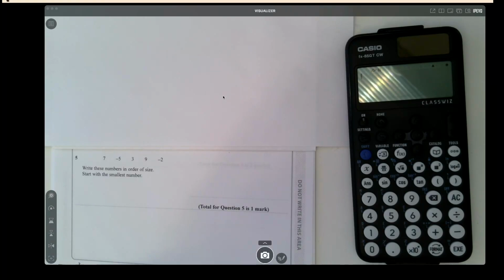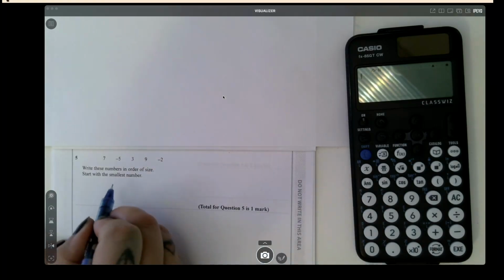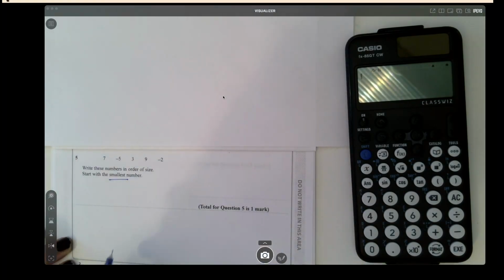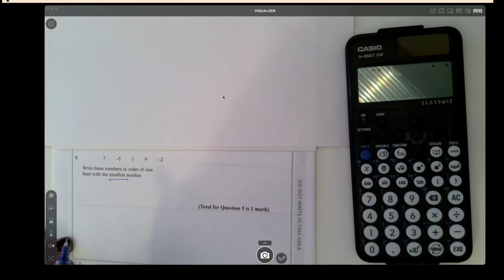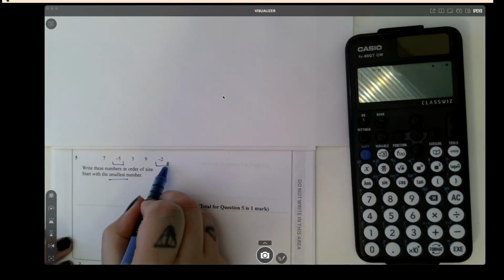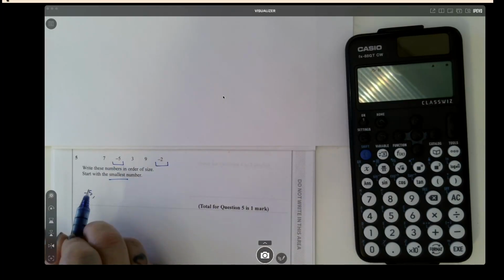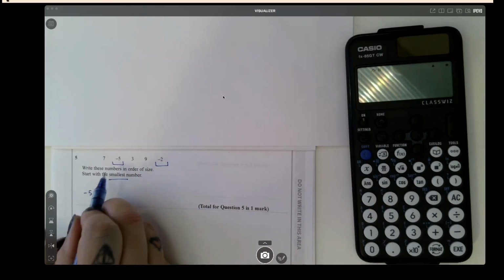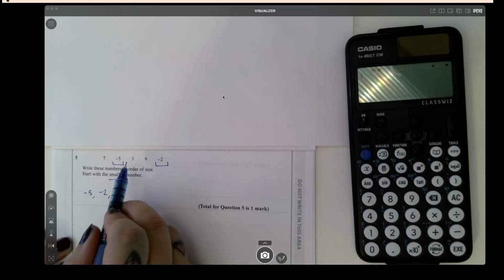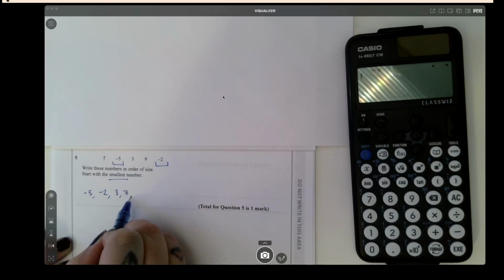Question 5. Write these numbers in order of size. Start with the smallest number. So the first thing to recognise is we've got positive and negative numbers. Negative numbers are smaller than positive numbers. So let's start looking at those. We've got -5 and -2. -5 is smaller than -2 because it's further away from 0. So we'd have -5, -2, and then it would be 3, 7 and 9.